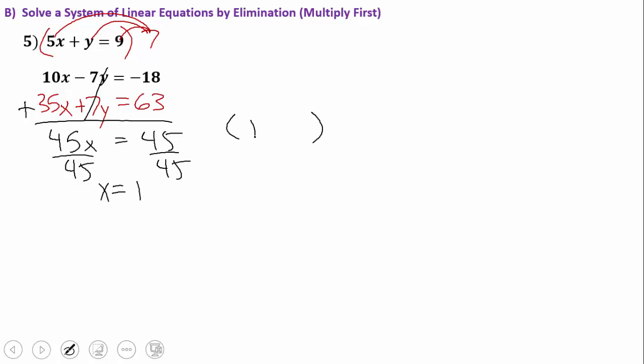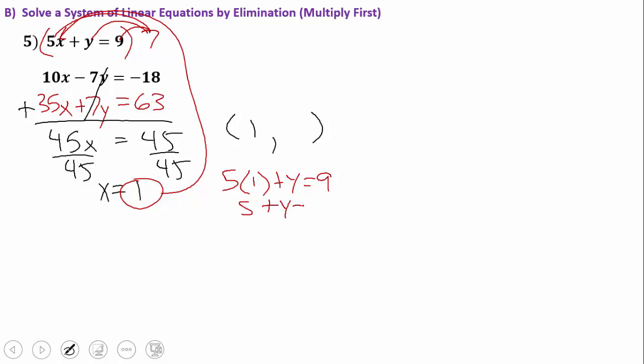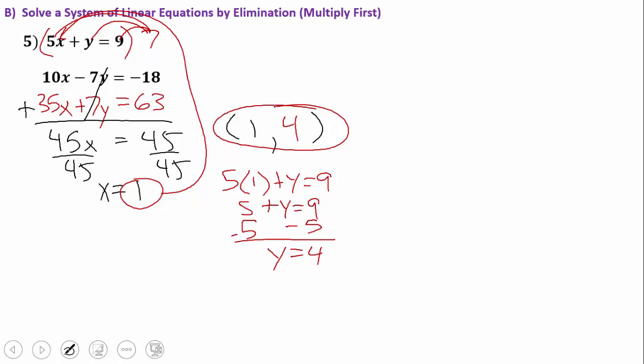We put our 1, you know me, I like to make our ordered pair solution set right away, so the x coordinate is 1. I now will take that 1 and substitute it into the first equation. It makes no difference which equation you use. I'm going to go 5 times 1 plus y is 9. And that makes 5 plus y is 9. Subtracting 5 from both sides, we get y is equal to 4. So my ordered pair solution is (1, 4).